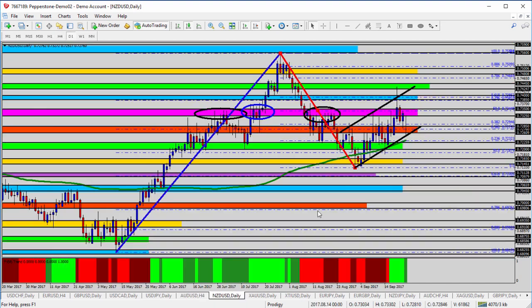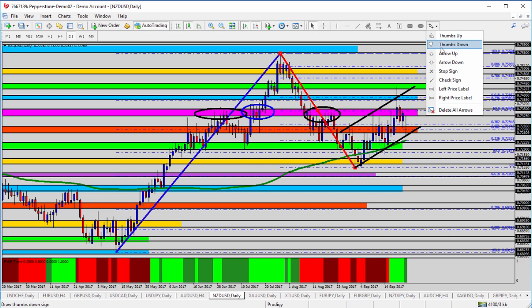Let's take it on over to the NZD USD. Here we see a little bit, well, several different trends. The blue trend line, the red trend line, and then the rising black channel. Of course, the question of the day will be, or really the week, are we going to see the return of the black trend channel?